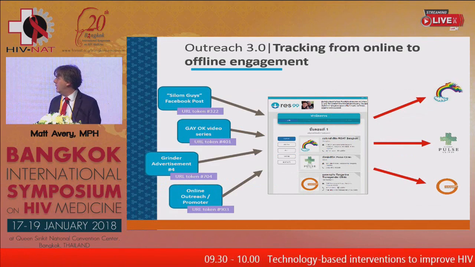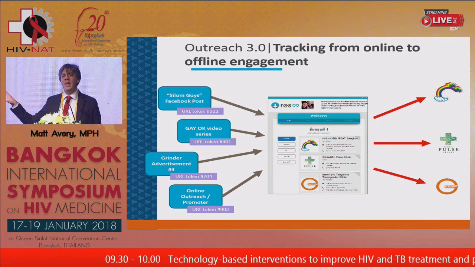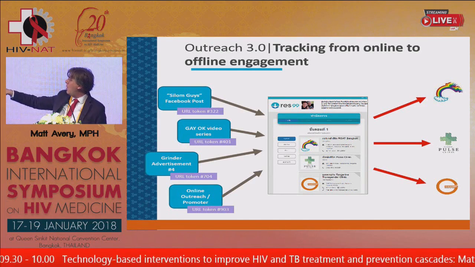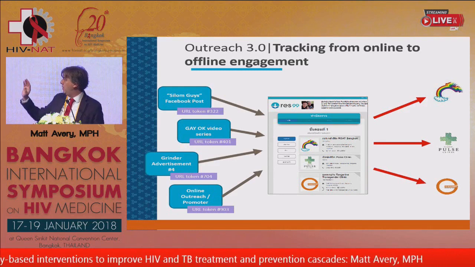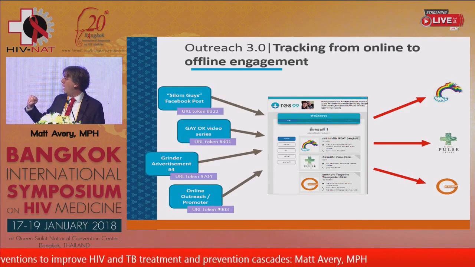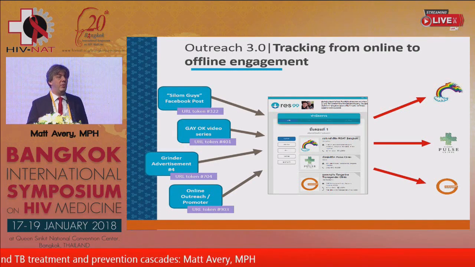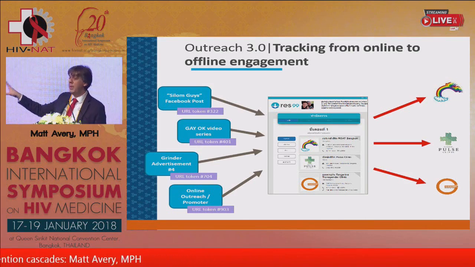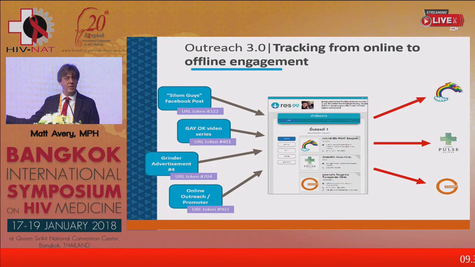It's nominally called Res99. This is an online HIV testing appointments platform. And the way it works is no matter how you are brought into the system, whether you are reached by a Facebook post or you see an online video or you see a Grindr advertisement, or an online outreach worker speaks with you, regardless of how you're brought into the program, you can be sent to this online appointments platform. You pick a clinic, you pick a day, you pick a time. It makes an appointment for you for when you should go in to the HIV test.